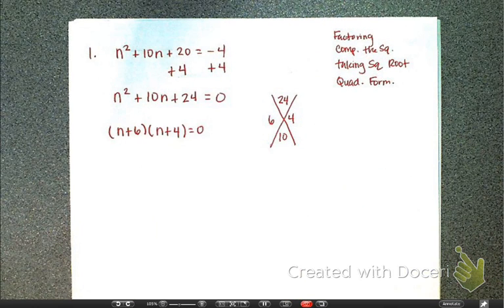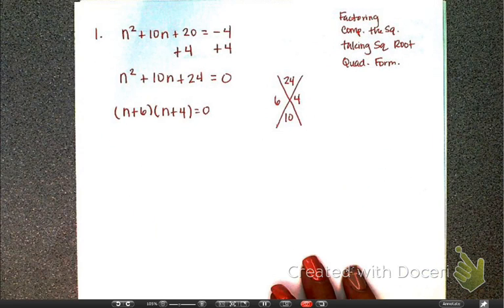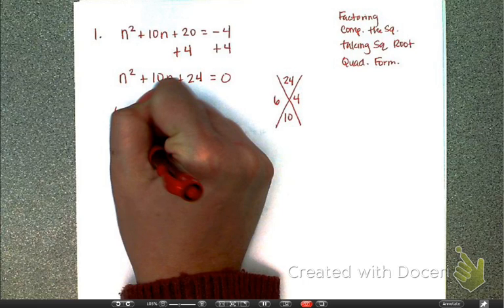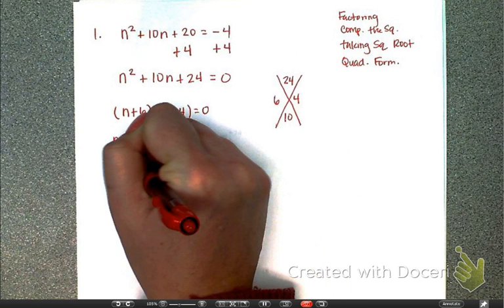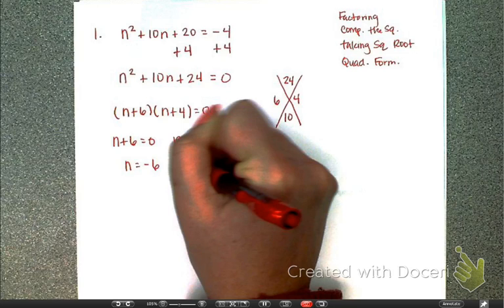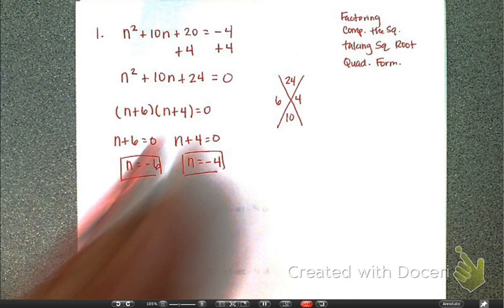But I actually want to know what n is. How would I solve for n? N plus 6 equals 0. N plus 4 equals 0, which means n equals negative 6 and n equals negative 4. Great. That's the answer? Yep. Is there anything else I could have used, do you think, to solve this one?